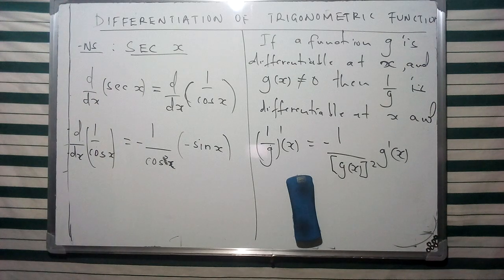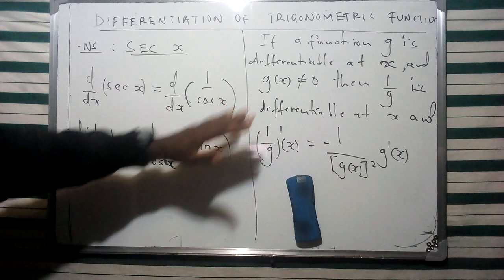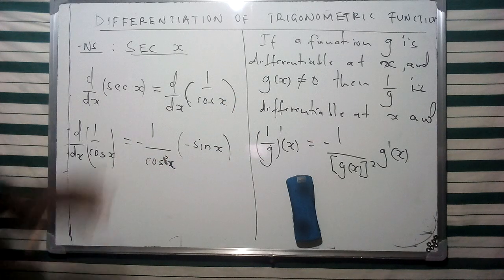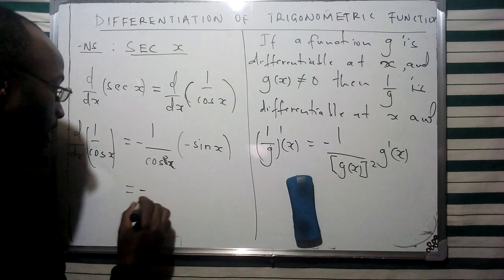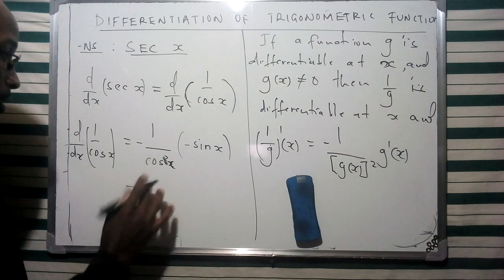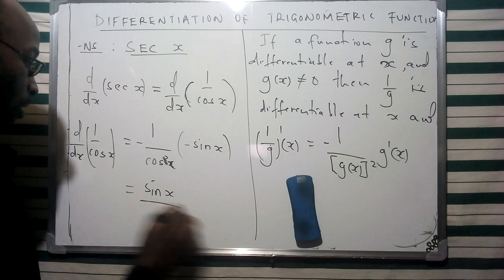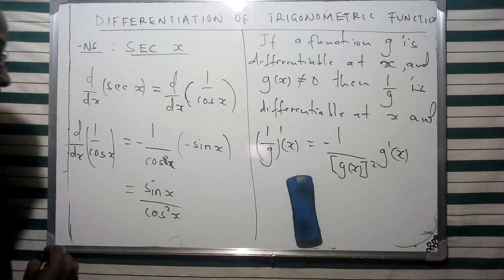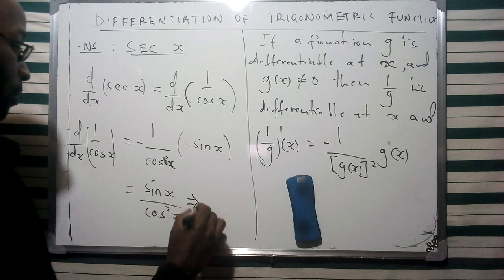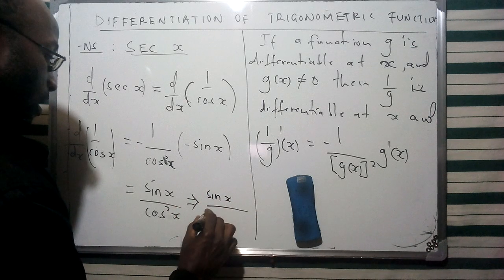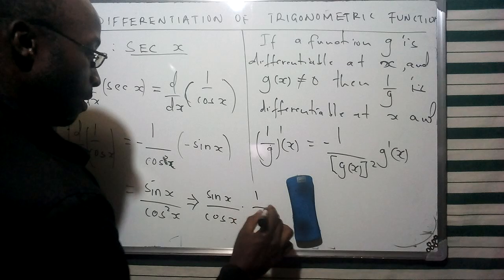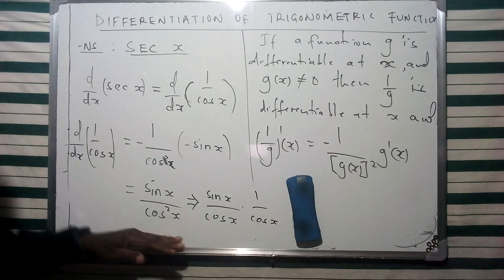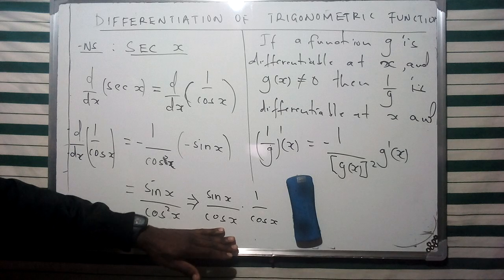So this gives us the answer that we are going to find for the derivative of the sec. We have employed the reciprocal rule in finding this result. The negative sign gives us a positive, so we have sine of x over the square of the cosine of x. This can as well be given as sine of x over cosine of x times 1 over cosine of x. I've just split the denominator to appear in this form.